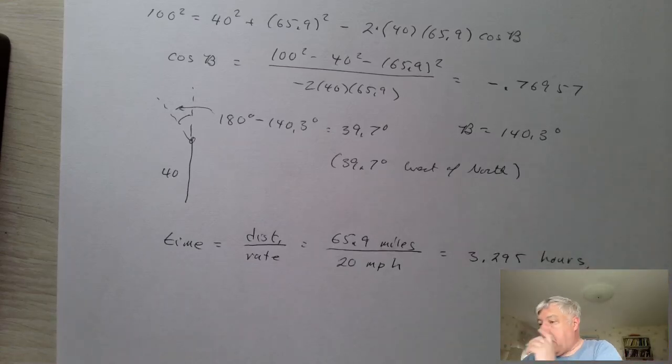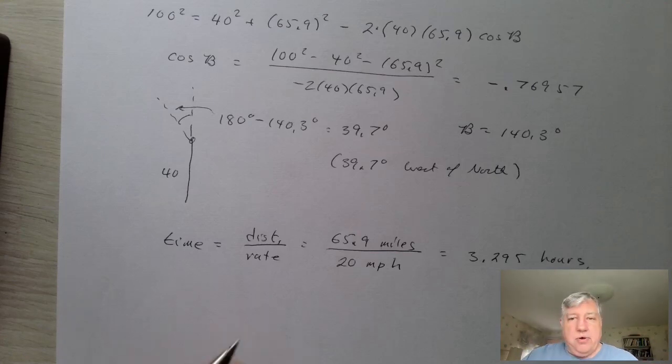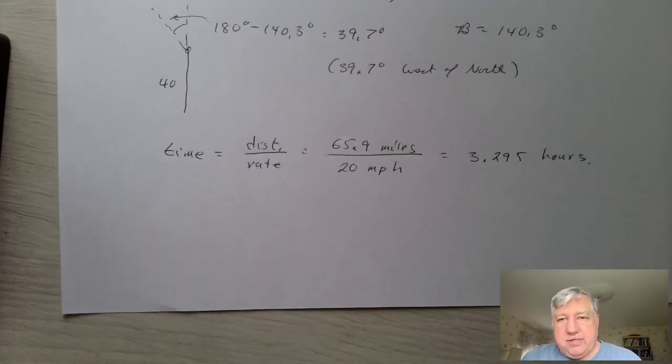Okay. All right. So basically, because of this little detour, it's going to take them about an extra 18 minutes to get back to the island. All right, to get from A to B, and that's not too bad.